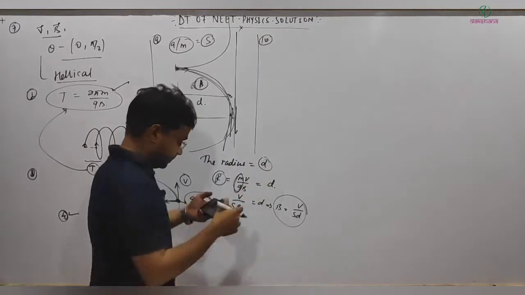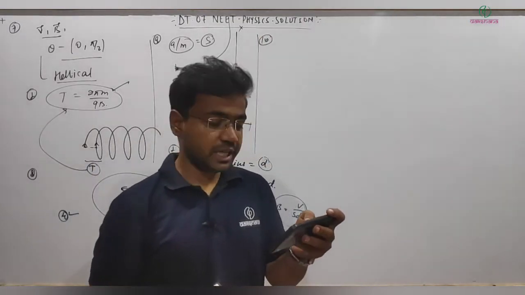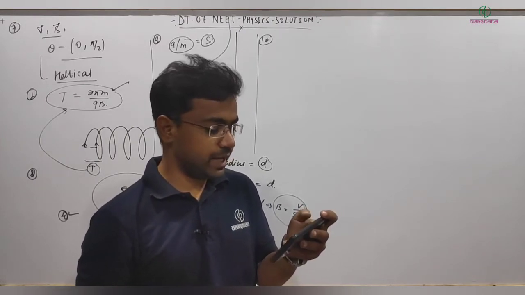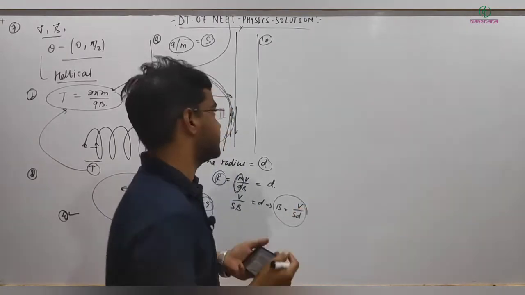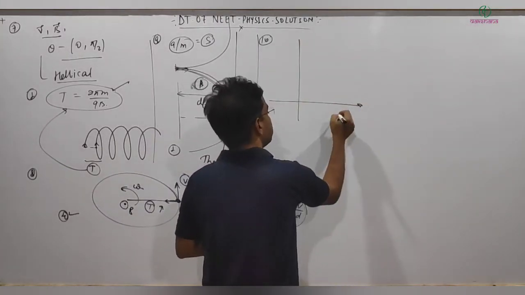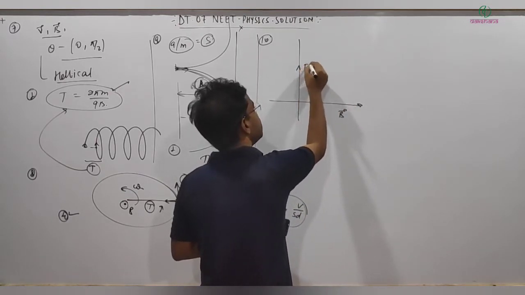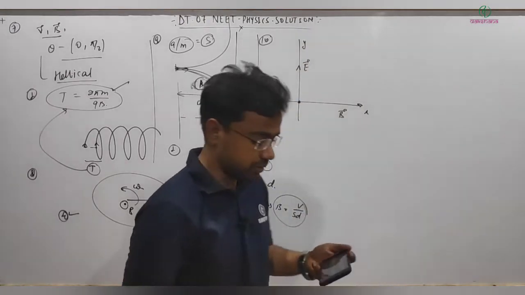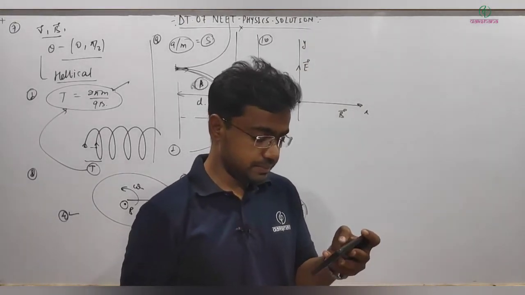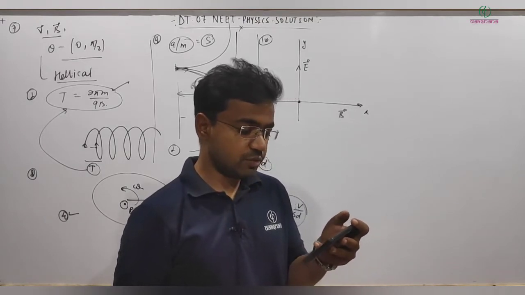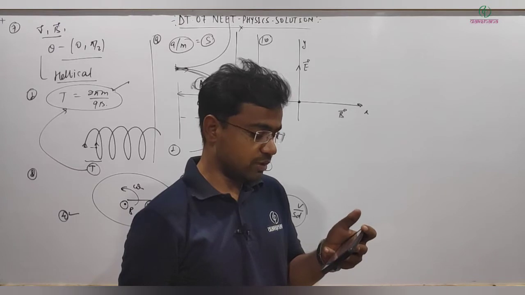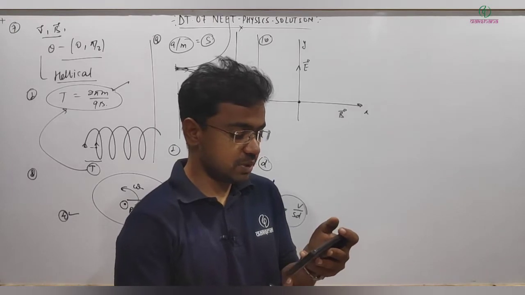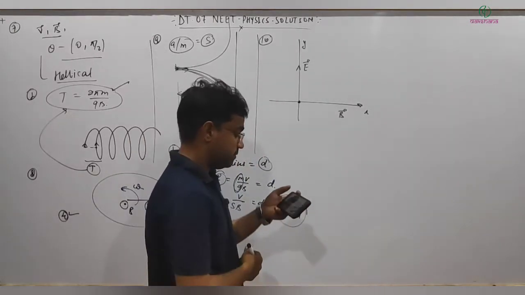Next, question number 10. A charged particle begins to move from the origin in a region which has a uniform magnetic field in the x direction and a uniform electric field in the y direction. This is x and this is y. Its speed is v when it reaches the point x, y, z, then v will depend on what?